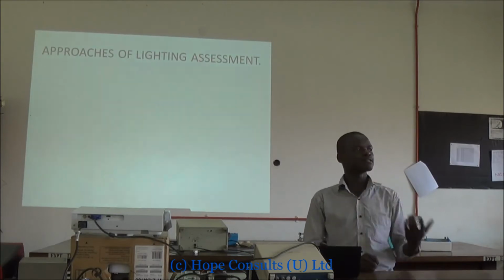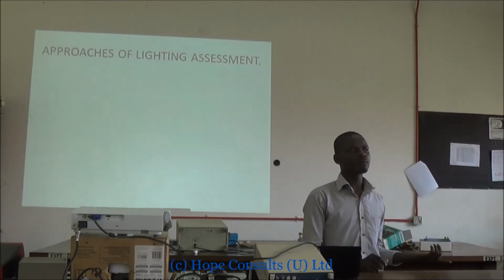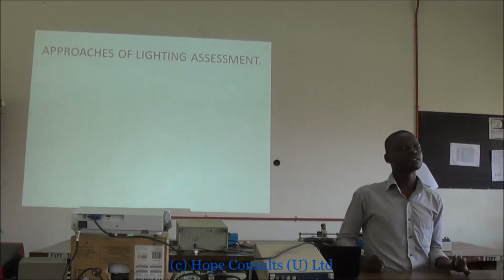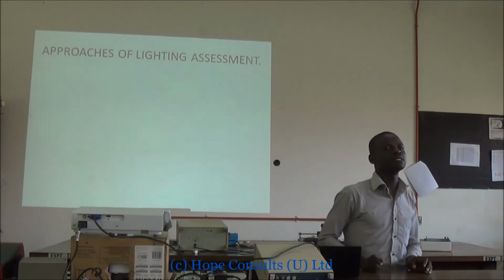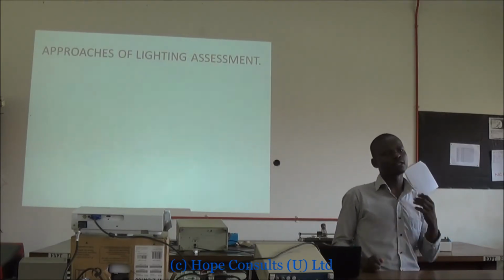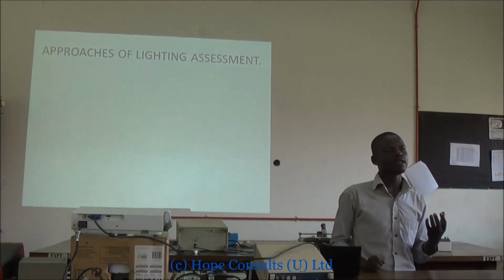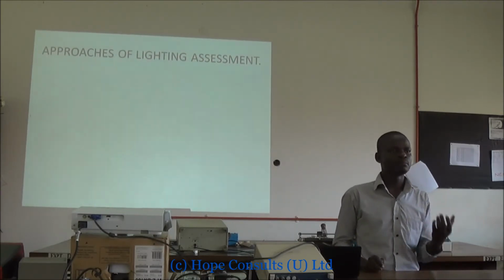And the replaced one, that is assessment by checklist. You just see what is missing and then put it there. Then the other one is assessment by measurement. Here the person does the actual measurement of the lighting requirement of the industrial setup, and the person must have gadgets to help him come up with such measurements.